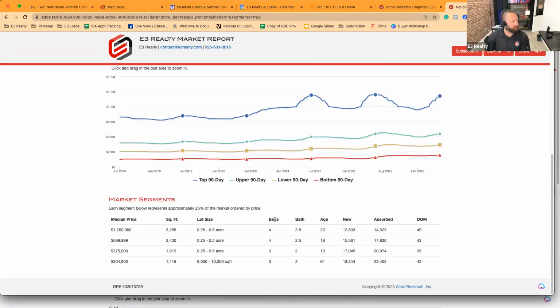Down here it breaks it down too for you. So market segments: a $1.2 million home, 3,200 square feet, quarter acre to a half acre. Days on market's averaging about 49 days. So you kind of know price points based off national, and then you can go to city as well. So it's cool here.